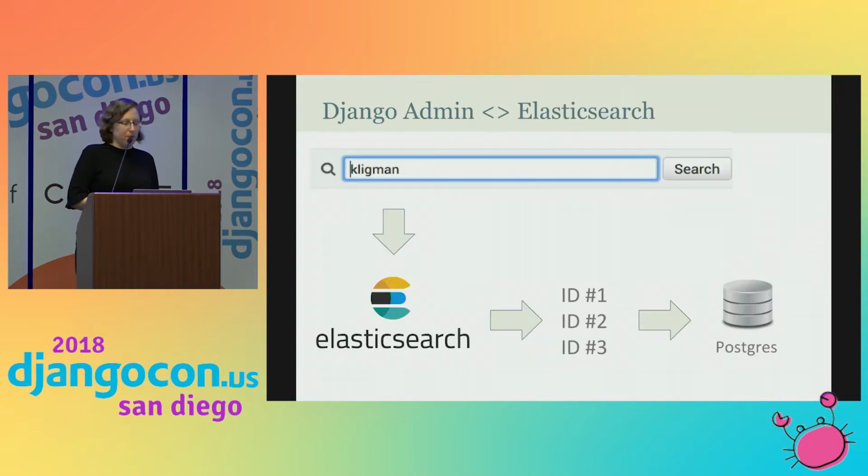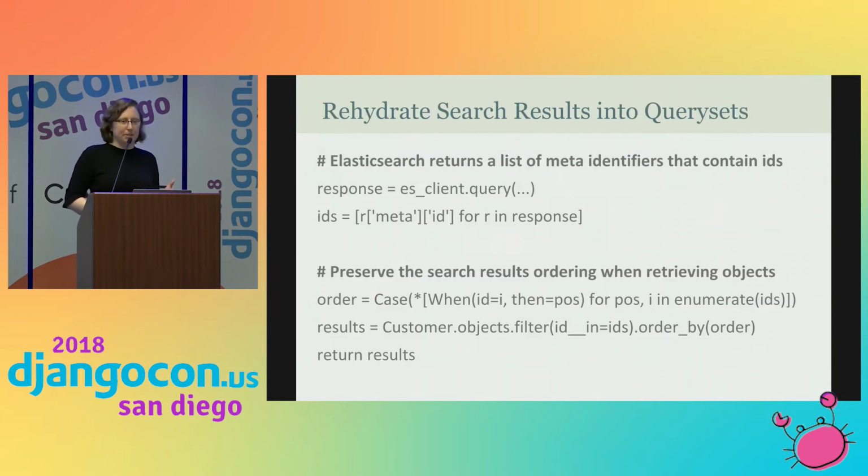This is what the workflow looks like. So I perform a search in the admin. The search gets shipped off to Elastic. Elasticsearch will return a list of IDs corresponding to the ORM and to my SQL database's list of IDs for these records. And then all I have to do is go back to Postgres and look them up and rehydrate them. And this is what it looks like.